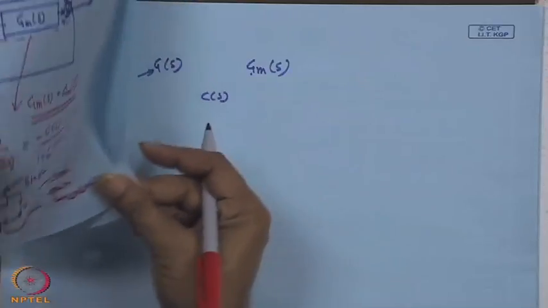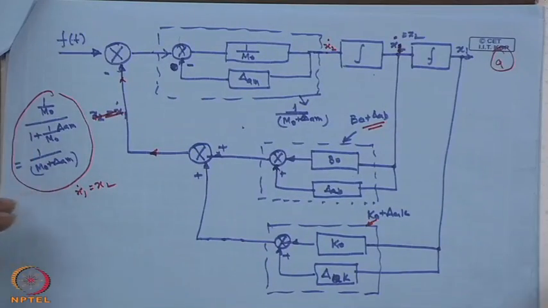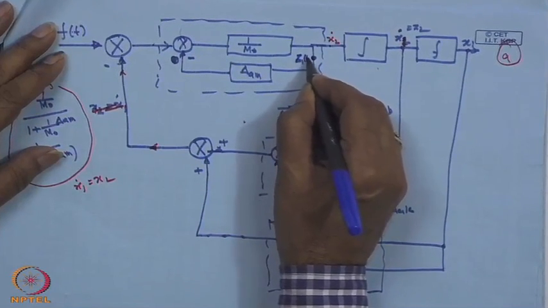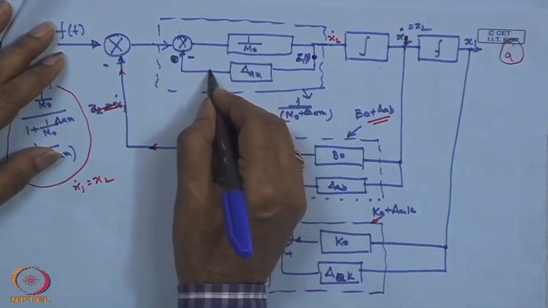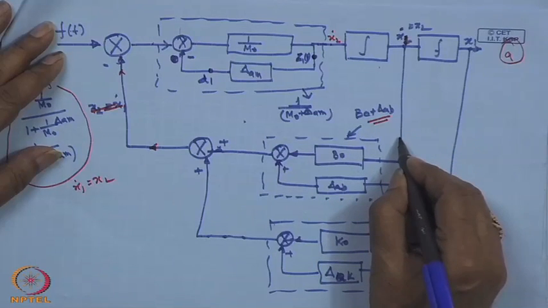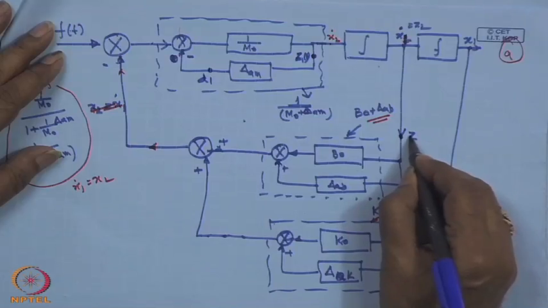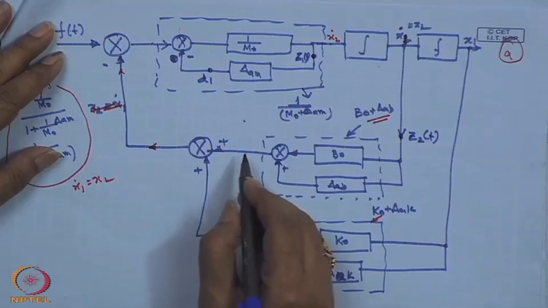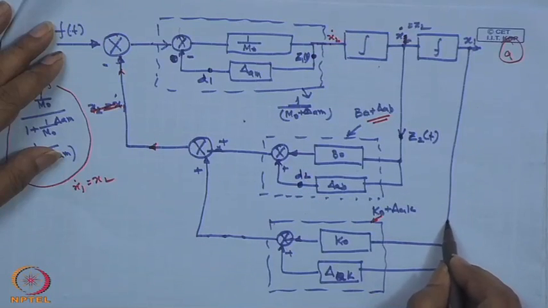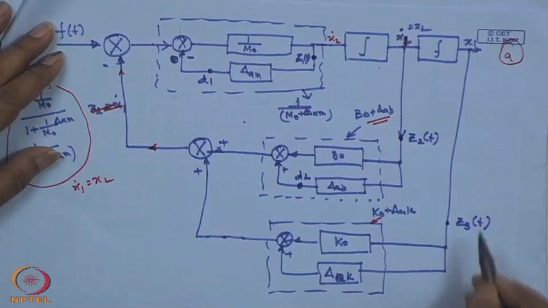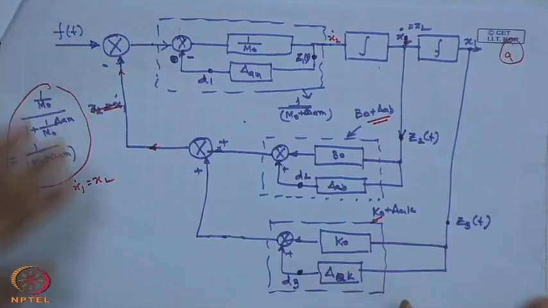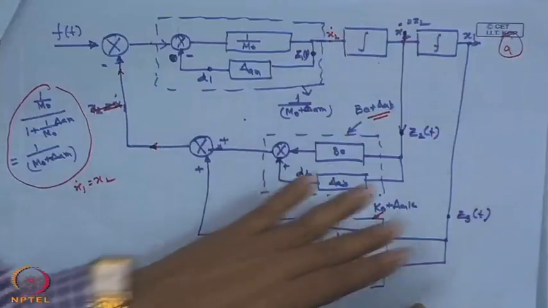I am not drawing this once again, but let us call this signal z 1 of t. Then output of this part of the model is d 1. Similarly, this signal is z 2 of t, and output of this signal is d 2. Similarly, this signal I am considering is z 3 of t, and the output of that signal is d 3. So, now I am just writing the state space equation from this block diagram, nothing else.